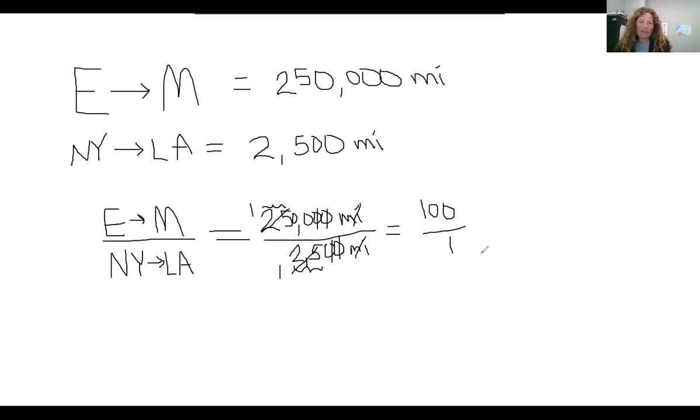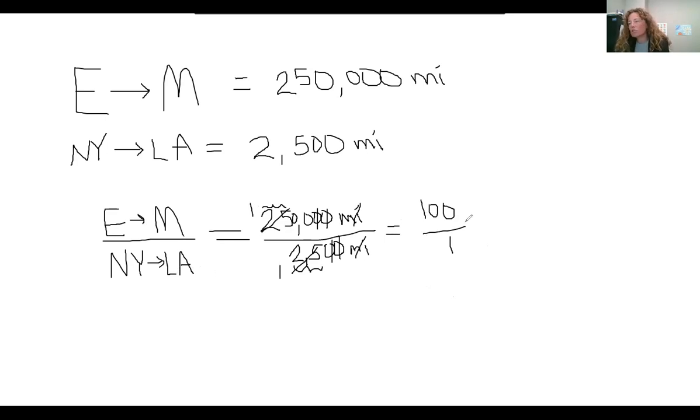It's another way of saying it's 100 times farther from Earth to the moon than from New York to LA. If you think about that, what that would mean is that you could take 100 trips from New York to LA, and that's the same distance as taking 1 trip from Earth to the moon.